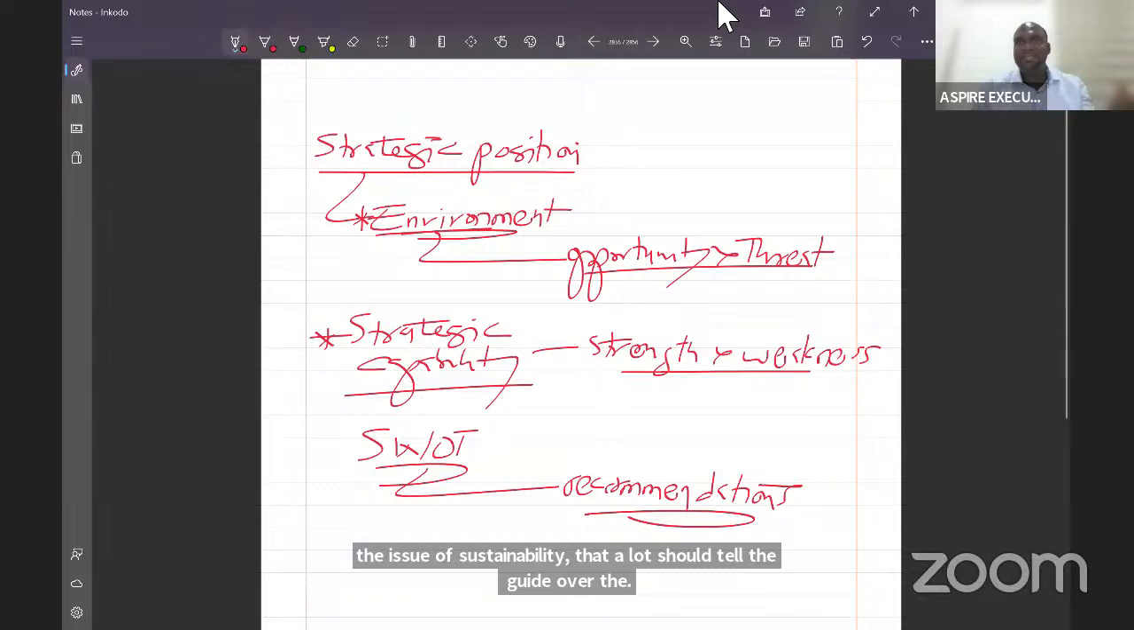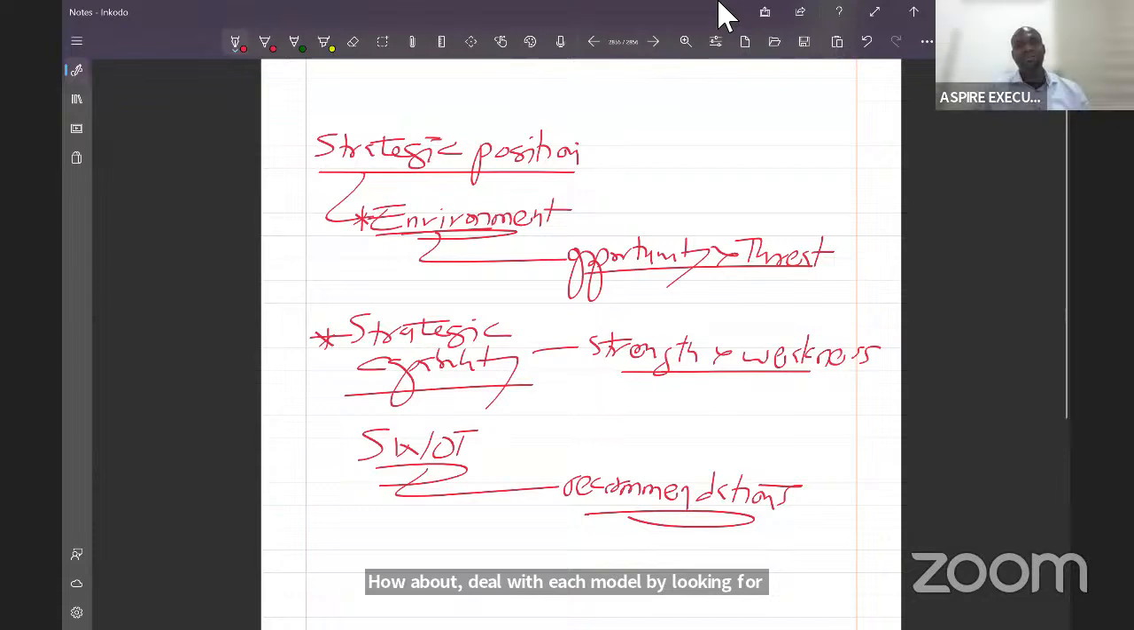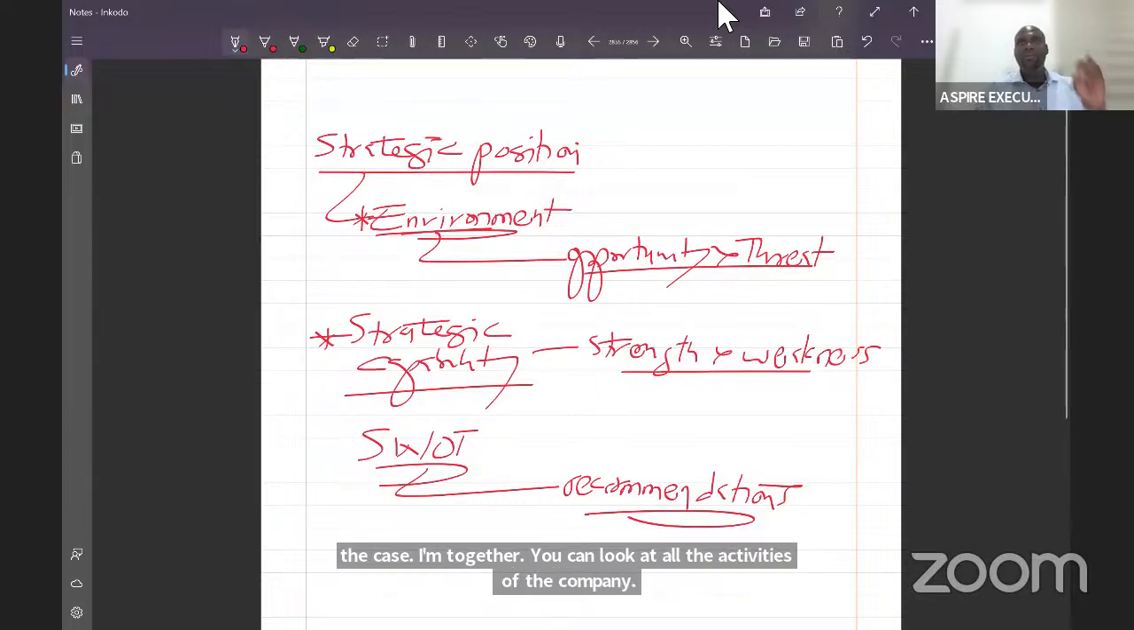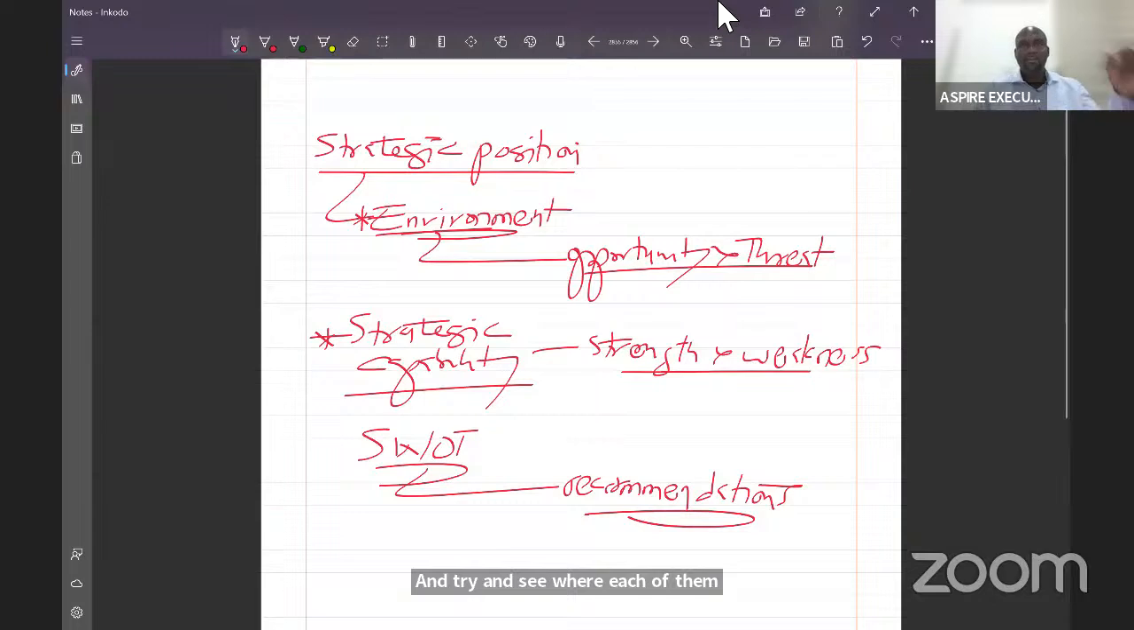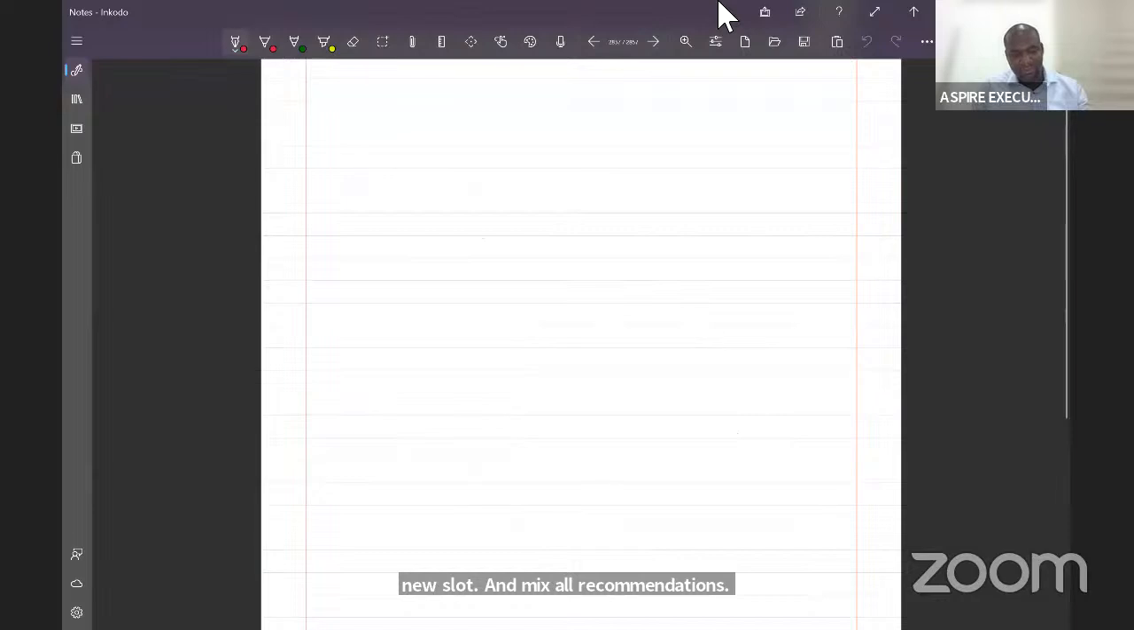So you must deal with each model by looking for issues in the case. Are we together? If it's value chain, you can look at all the activities of the company and try and see where each of them will fall under the value chain, and look at whether for each of those activities, they are performing it well to create value for their customers. Is that clear? So there's a lot of work needed here. So once you do all that analysis, you must get us a new SWOT and make some recommendations. If you can do it, that would be brilliant.